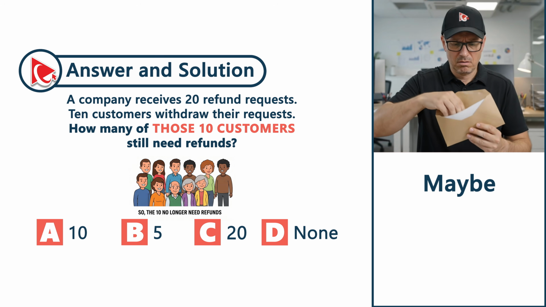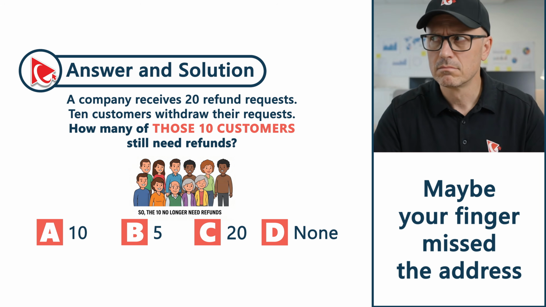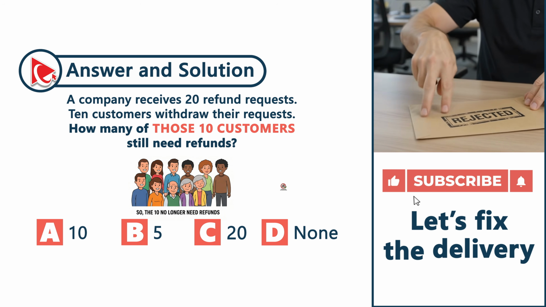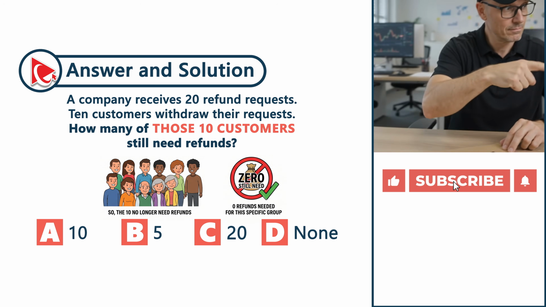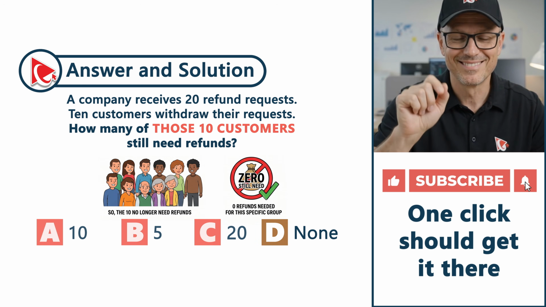A common mistake is choosing A, 10, because the question mentions 10 customers. But the twist here is that those 10 removed themselves from the refund process. That's why the correct answer here is choice D, none.